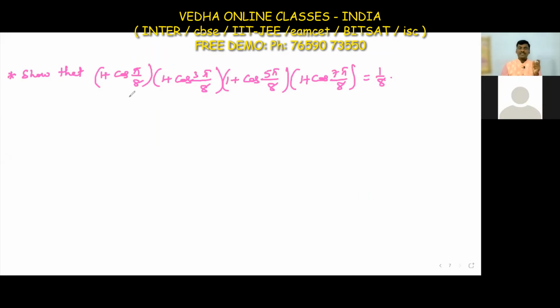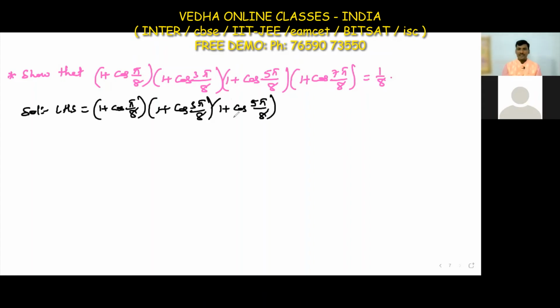Show that 1 plus cos pi by 8, 1 plus cos 3 pi by 8, 1 plus cos 5 pi by 8, into 1 plus cos 7 pi by 8 is equal to 1 by 8. So take the LHS here. LHS is equal to 1 plus cos pi by 8 into 1 plus cos 3 pi by 8 into 1 plus cos 5 pi by 8 into 1 plus cos 7 pi by 8.